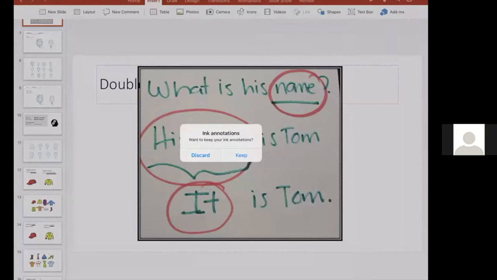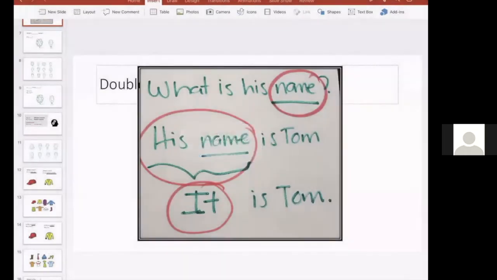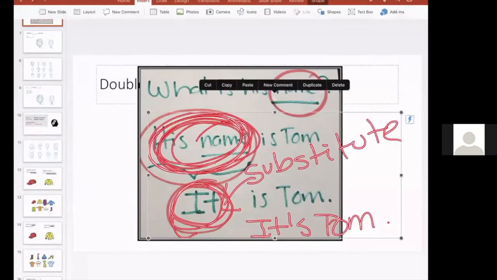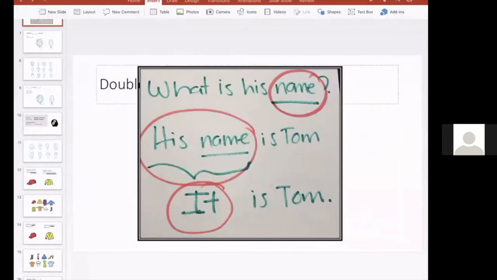Very short, illustrative answer, but this is, Luki will probably confirm, and Teresa, that this question gets asked a lot. Why don't we say he is Tom instead of it is Tom? Right?